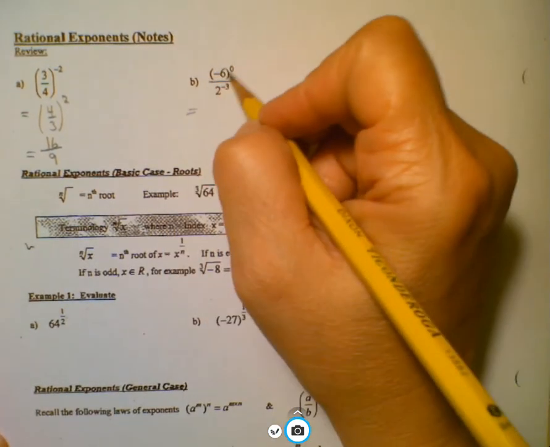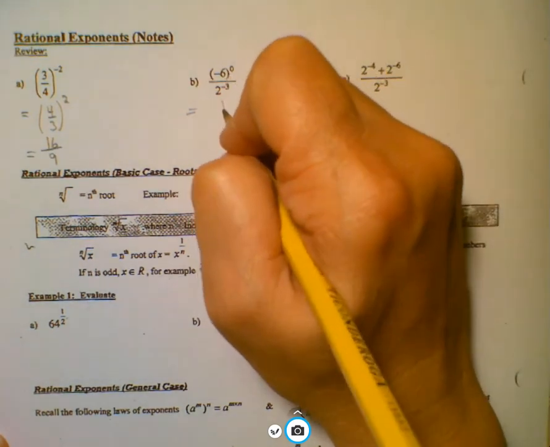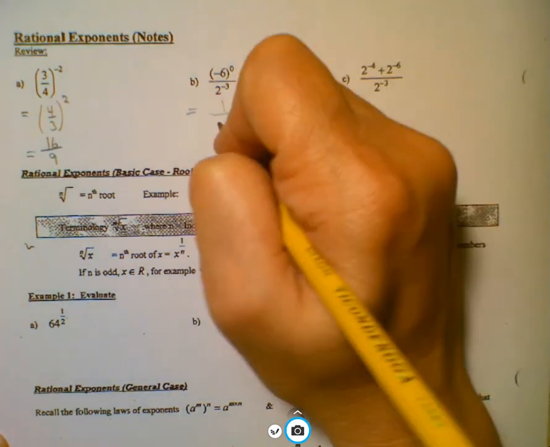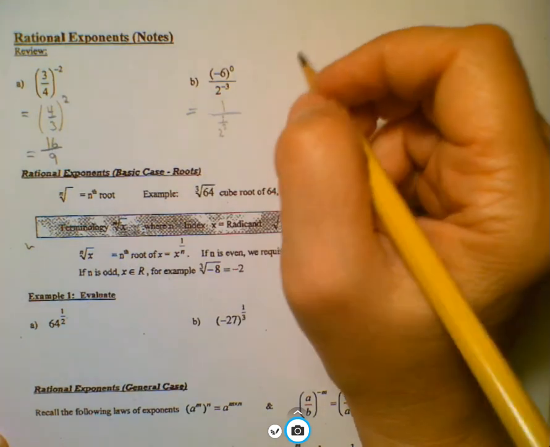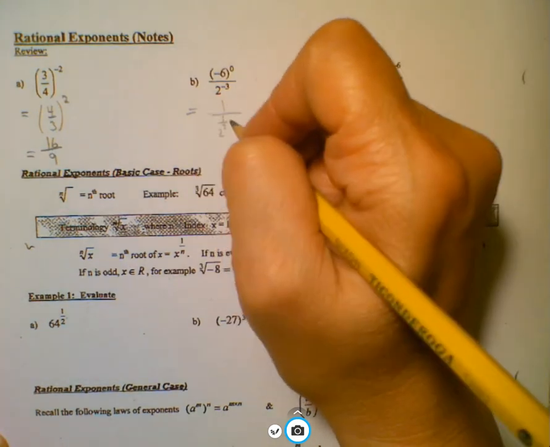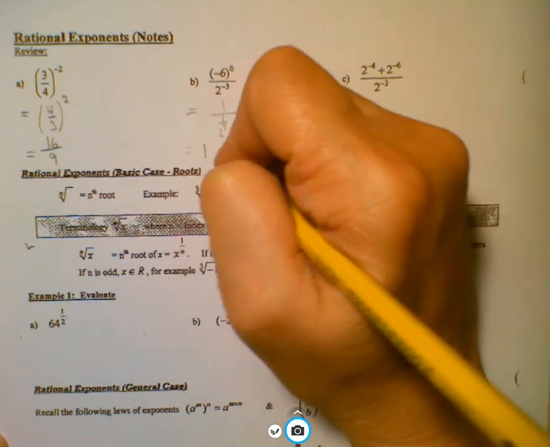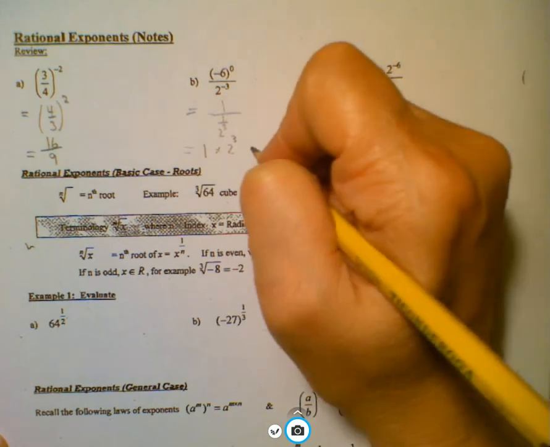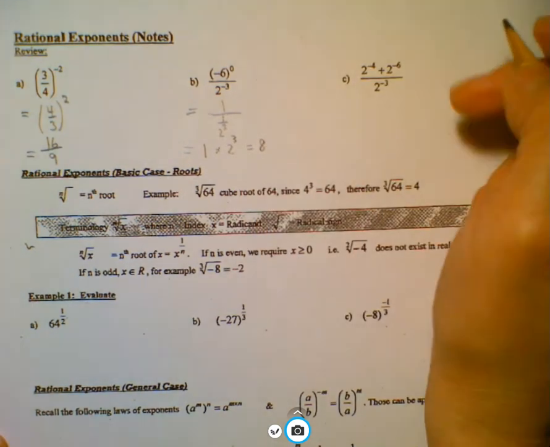Next one, -6 to the exponent 0. Anything to the exponent 0 is 1. And 2 to the exponent -3 is 1 over 2 to the 3. So now when I do this division, I have 1 divided by a fraction. So that is 1 times 2 to the 3 over 1. And that is just 2 to the 3, which is 8.